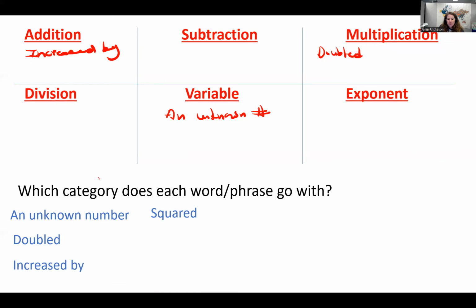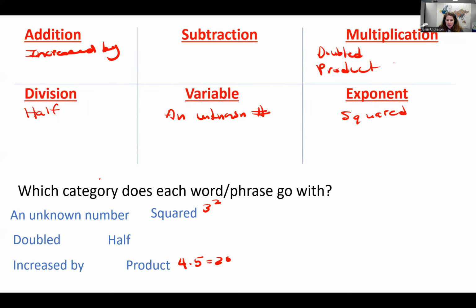Squared, if I say what's 3 squared, I'm looking for an exponent of 2. So squared goes there. What if I said half? What's half of 10? That means you're dividing it. You're dividing a number by 2 if you see the word half. Product, the product of 4 and 5. That means we are going to multiply 4 and 5. Where is multiplication? Okay, product. Next one is cubed. If I said, what is 5 cubed? I need an exponent, don't I?